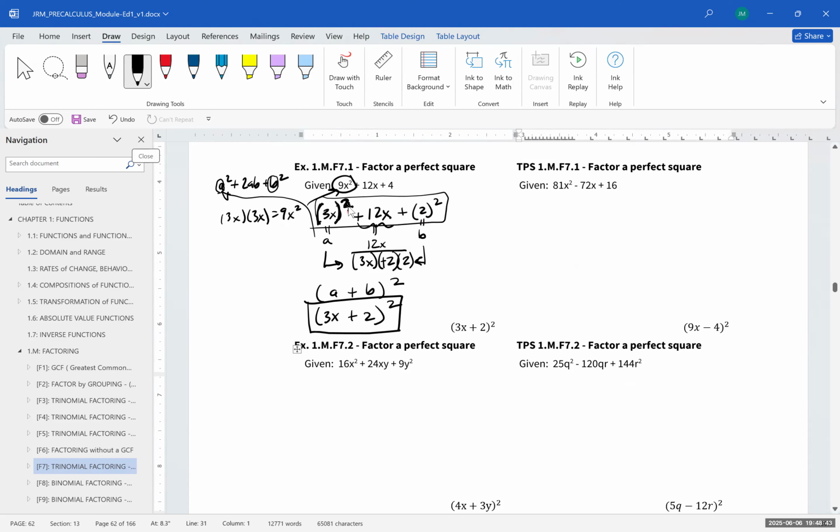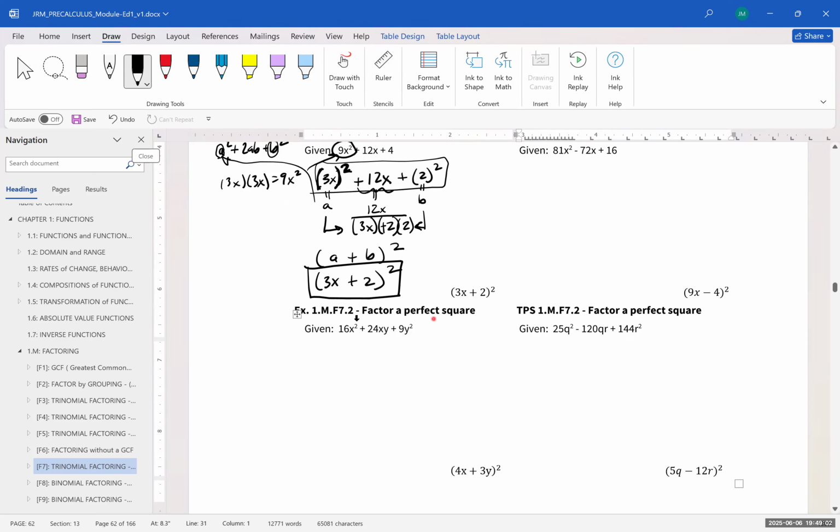All right. So we had to do a little bit of a conversion to get this trinomial into this perfect square form, and then do a little check to see if a times b times positive 2 gives us that middle term or not. Okay, let's try it with this one down here.